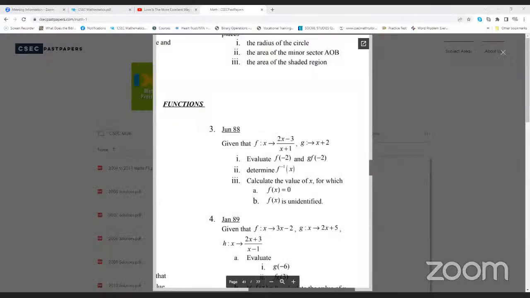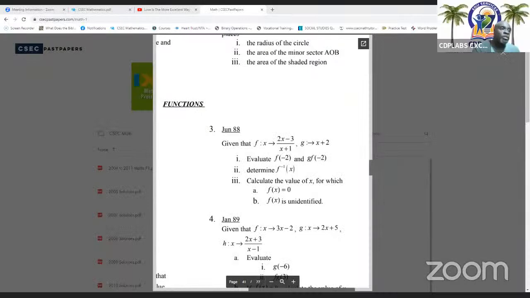So first, we're going to say determine f inverse of x. So write in f inverse, then now write the function, which is f of x.